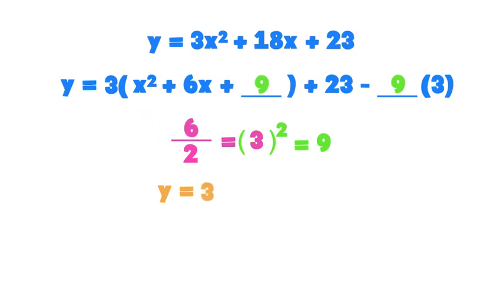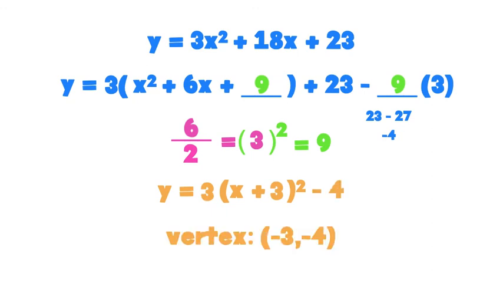Now to get my h value, remember, it's just whatever I got when I cut my b term in half. Then I need to say 23 minus 27, because 9 times 3 is 27. I get -4, so that's my k value. If I want to find my vertex then, it would be -3, -4. And I'm done.